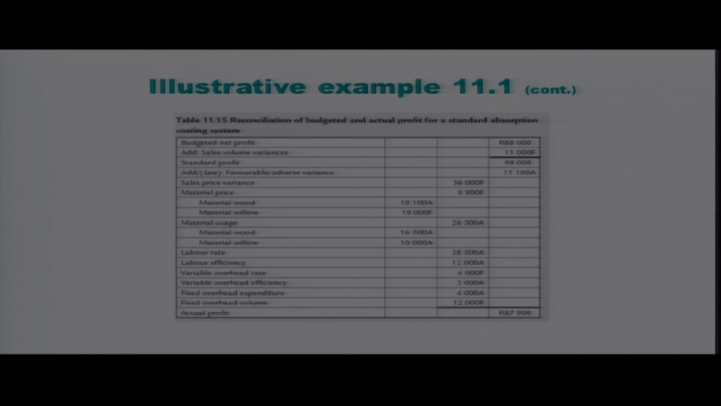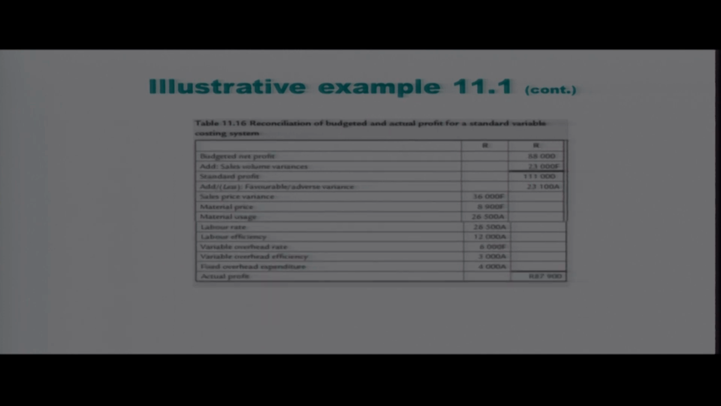Remember again, there is a difference as to how you do absorption costing as well as marginal costing. But at the end of the day, the profit remains 87,900. So all the amounts for the variances, you will get from your calculations when you were calculating the variances separately. And then you're still going to look at 11.1, but now as to how we will reconcile our profit if we were to follow a marginal costing system. So this is the formula, this is the solution as to how it will look.